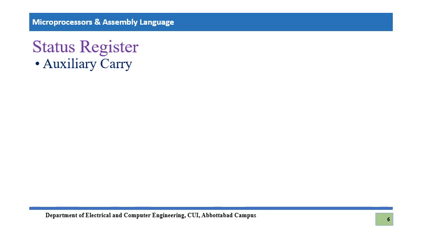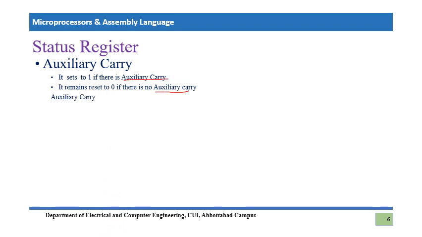Okay, so here we are going to discuss another bit of this status register, and this time we are going to discuss the auxiliary carry. So what is auxiliary carry? It is set to 1 if there is an auxiliary carry, and it remains 0 if there is no auxiliary carry. To understand it, we have to know its definition: it is a carry out from the D3 bit to the D4 bit.